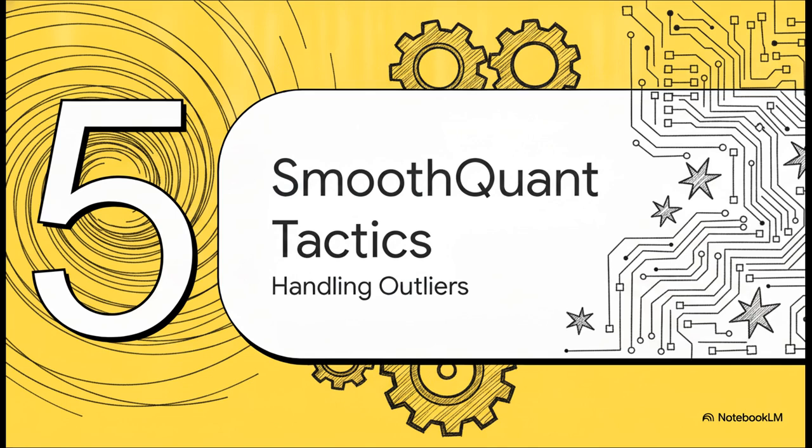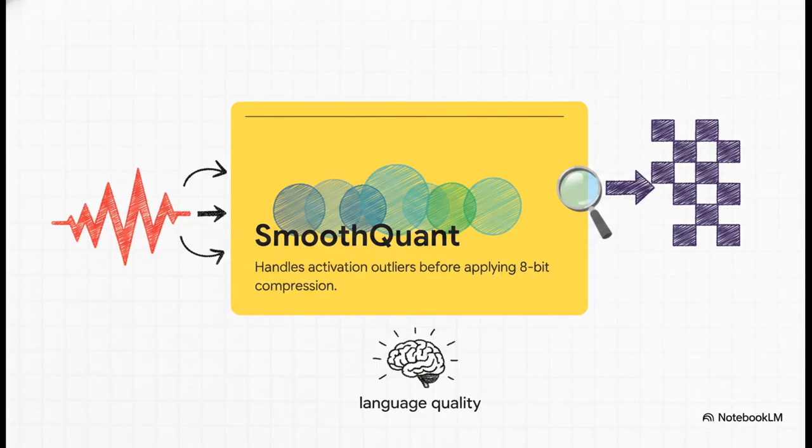Moving to Section 5, Advanced Tactics with SmoothQuant. SmoothQuant addresses a very specific quirk in language models, activation outliers. Sometimes certain activations will just spike to extreme values, making them extremely hard to compress accurately.